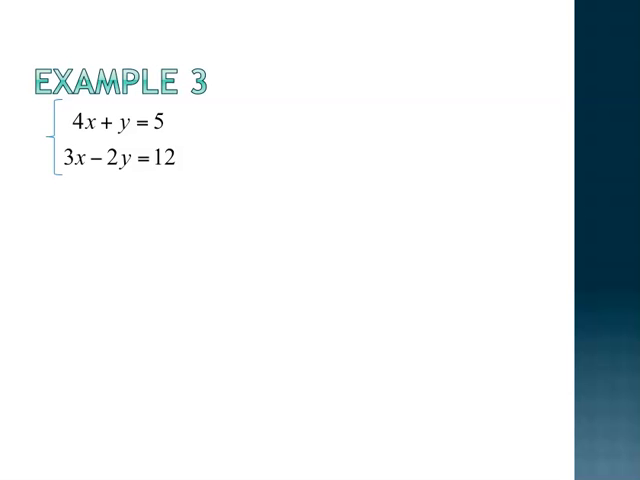Now, we need to determine which variable we want to eliminate. We can eliminate the x term or the y term, but I would say that probably eliminating the y term will be easier because if I want to eliminate the y's, all I have to do is multiply the first equation by positive 2. If I wanted to eliminate the x terms, I would have to multiply the top equation by negative 3 and the bottom equation by 4. So there would be more work involved.